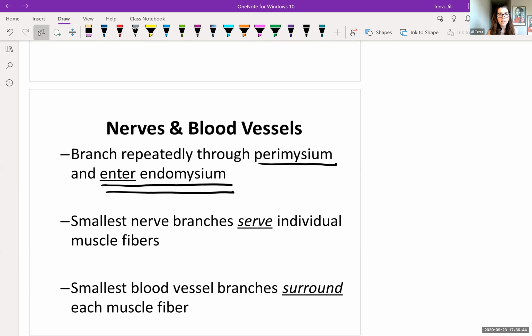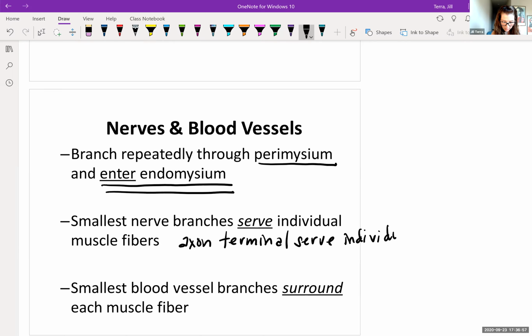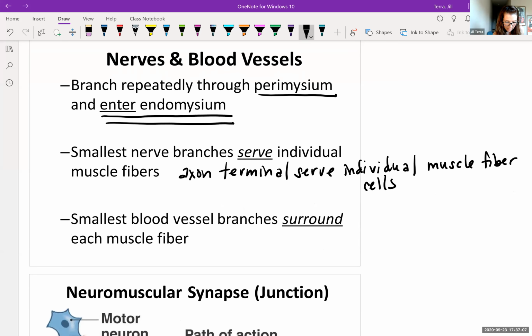Now we're going to see that the smallest nerve branches, the very end branches, which are called axon terminals, will serve individual muscle fiber cells. And then the smallest blood vessels, aka capillaries, will surround each muscle fiber cell. And I'm going to show you pictures of this, okay?